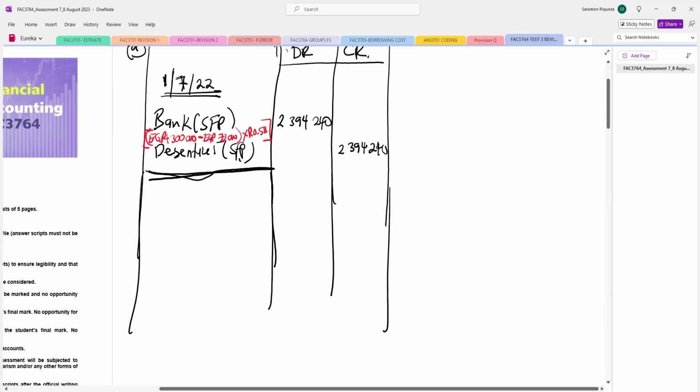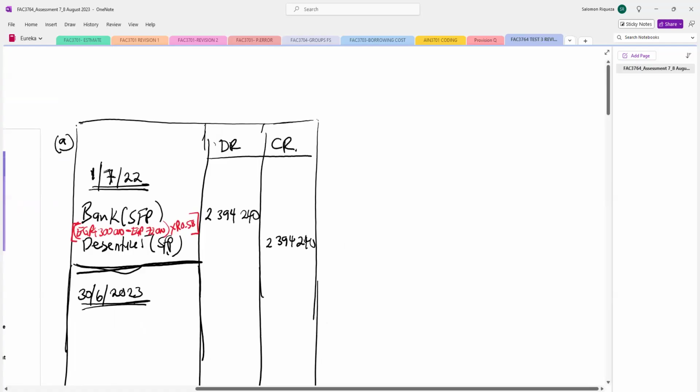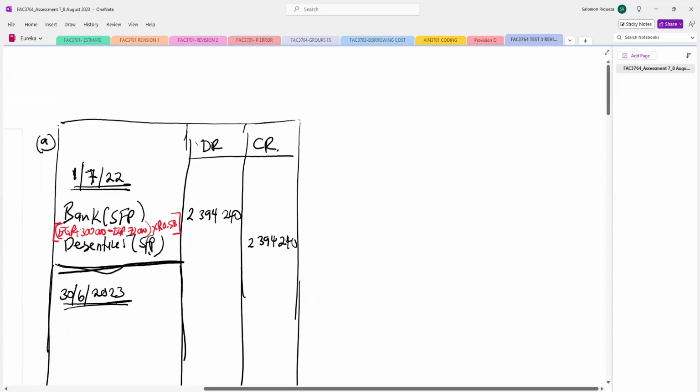Now I want to get to 30 June 2023. This is now by year end. Now to get there, I need to do some calculations, which I need to get my interest. I need to be able to calculate my interest. Remember, time passed and also payment was made. So we need to do those calculations.